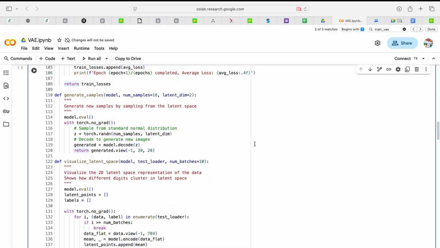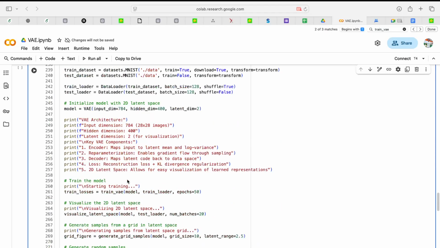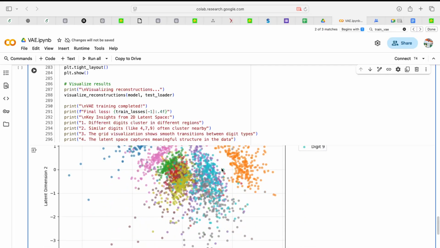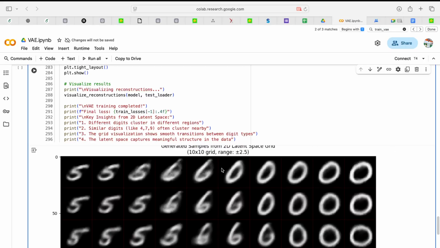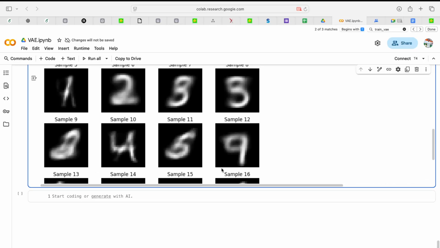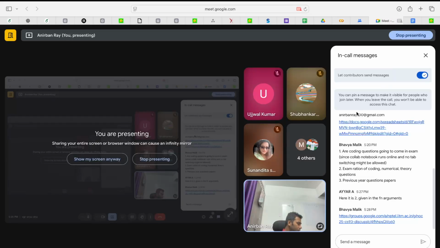Some plotting is also there. Visualize the reconstruction, then visualize both the data, and then you can compare. Each color represents a different digit, so you can see this MNIST one as well. Any doubt here? The theory that we have seen, you can see the implementation as well.